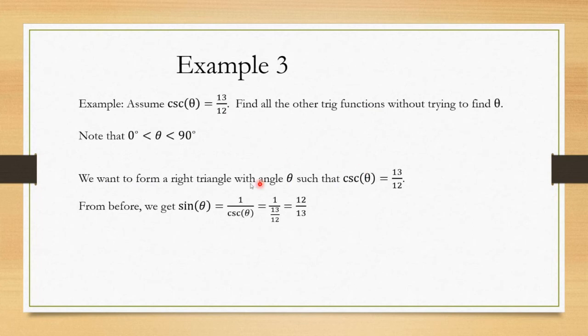Now, sine of theta is 1 over cosecant of theta, right? Since cosecant is 13 over 12, we have 1 over 13 over 12. But again, 1 over, what do you do? You flip it. So you get 12 over 13, as you can see. So 1 over cosecant is 1 over 13 over 12, which is 12 over 13. So we got sine now is 12 over 13.